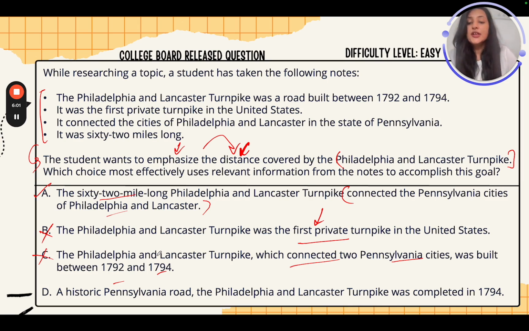Let's go to D. A historic Pennsylvania road, the Philadelphia and Lancaster Turnpike, was completed in 1794. Okay, when was this completed? Again, irrelevant information. I want to know about the distance. The distance has been talked about only in choice A. So that's my correct option.